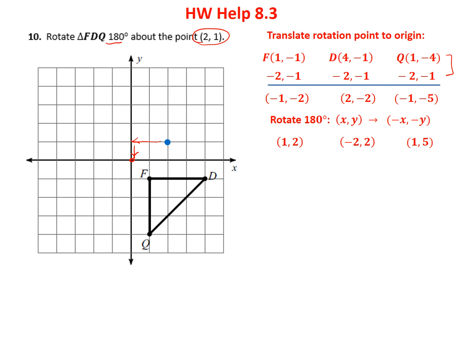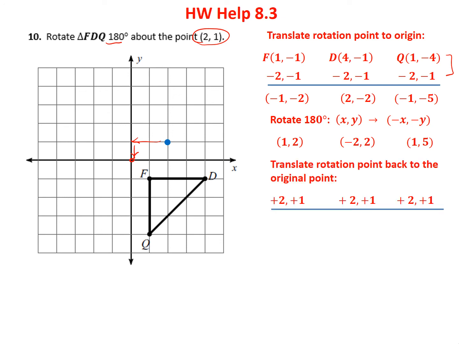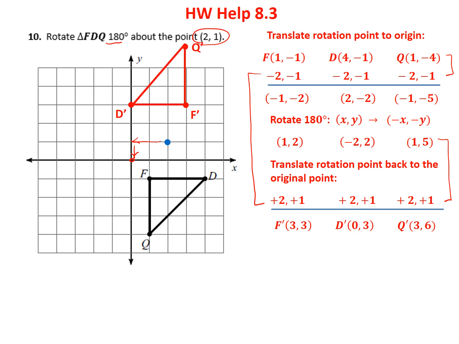The next step then is to translate it back to the original rotation place, which means I'm going to do the opposite of what I did here. This was minus 2, minus 1, so here I'm going to do plus 2, plus 1. Now we'll add these together, again adding these two together here. So notice 1 and 2 is 3, and 5 and 1 is 6 across the line. And there are my 3 new points. So let's plot them: 3, 3, 0, 3, and 3, 6. And there's my new triangle.